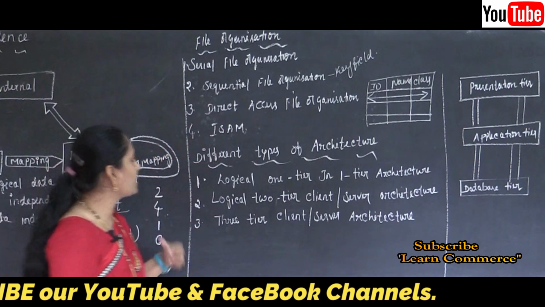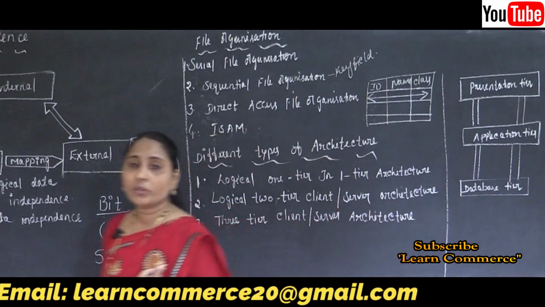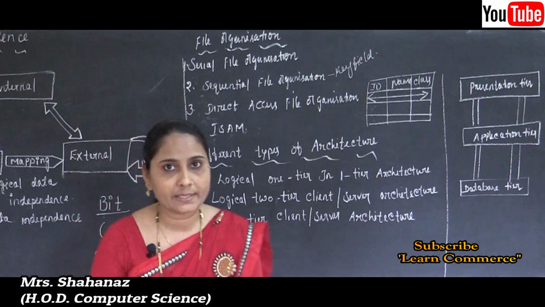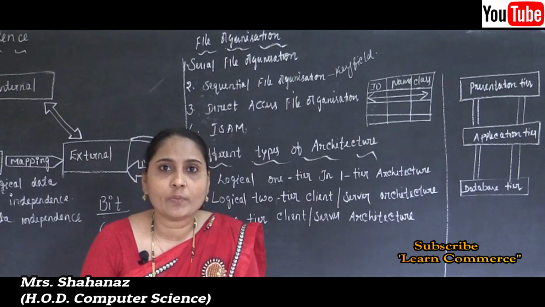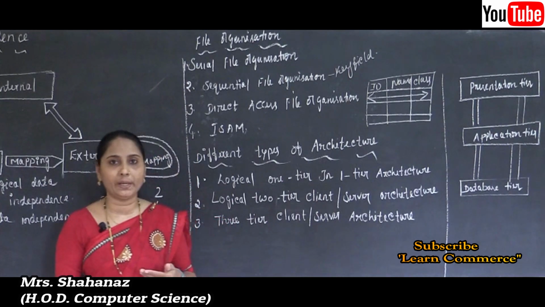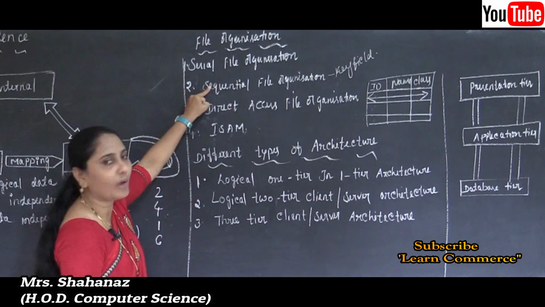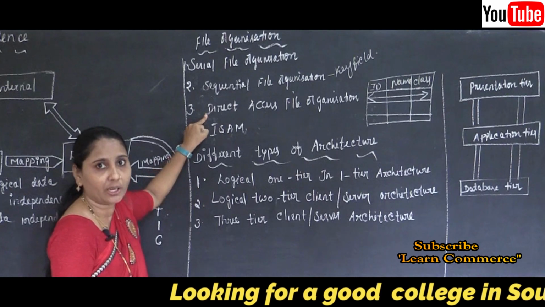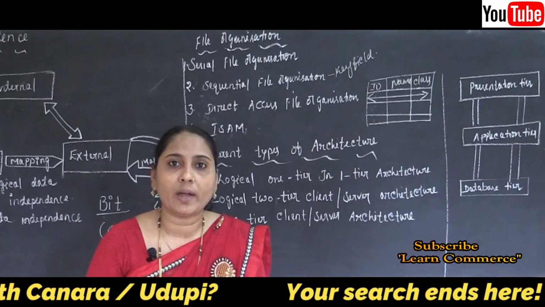Next is ISAM. What about ISAM? We know the full form of ISAM: indexed sequential access method. This method is a hybrid. What's the meaning of hybrid? A hybrid is the combination of sequential file organization as well as direct access file organization. So it is a hybrid between sequential and direct access file organization.